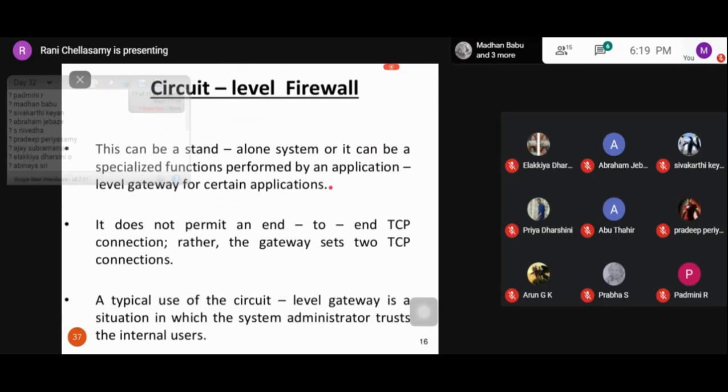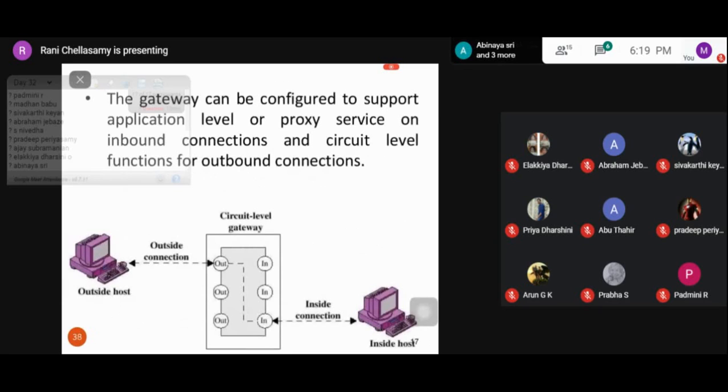Next comes the circuit level firewall. This can be a standalone system or a specialized function performed by the application level gateway for certain applications. It does not permit an end-to-end TCP connection. Rather, the gateway sets up two TCP connections. The typical use of this circuit level gateway is in situations where the system administrator trusts the internal users. Here you can see the circuit level gateway.